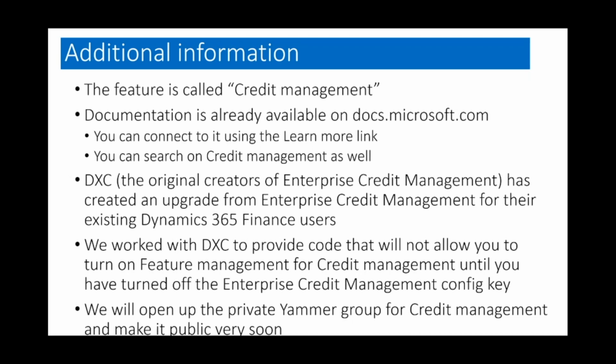So you can use the Learn More link on Feature Management. So turn it on and click on Learn More, or just search for Credit Management. There's kind of a Credit Management overview. If you click on that, you'll get a list of others. There's over 30 pages of documentation out there now on how this works, and there's a lot of good detail, so you can actually start looking at it right now.